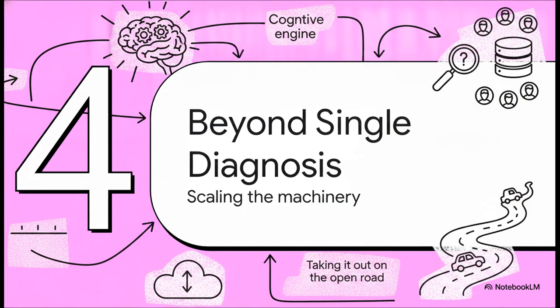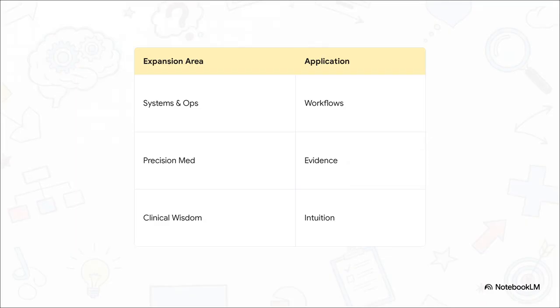All right, part 4, beyond a single diagnosis. Now we're going to scale this machinery up. So once the master protocol is proven to work on a single full case, we can take that cognitive engine out on the open road. First, we scale it up to healthcare systems and operations. This means handling workflows where a patient is handed off between shifts using what they call distributed differentials. Next up is precision medicine, which is actively weighing conflicting evidence alongside the patient's own preferences.